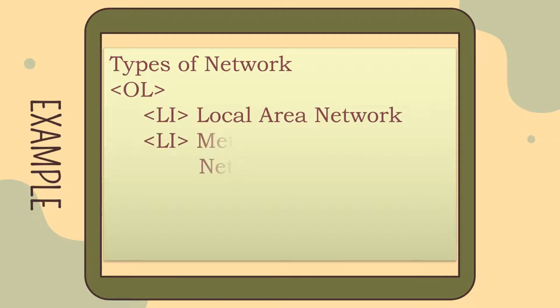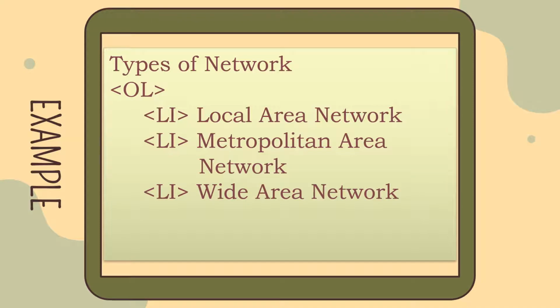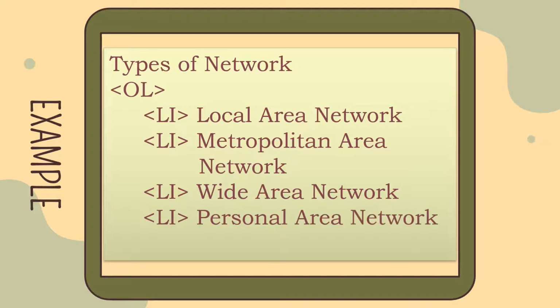LI, local area network. Then second, metropolitan area network. Third, wide area network. Before each list item, you will type LI. It will automatically give them numbers. Last, when you want to finish the list, close the OL tag. Now let's see how it will appear on a web browser.